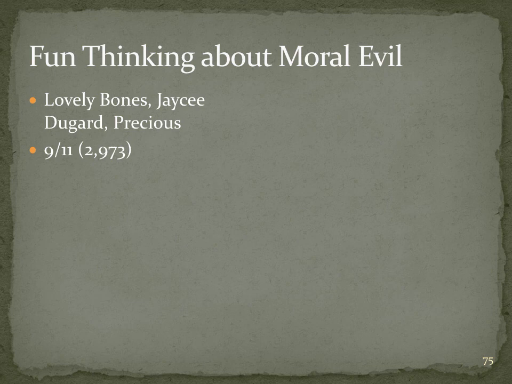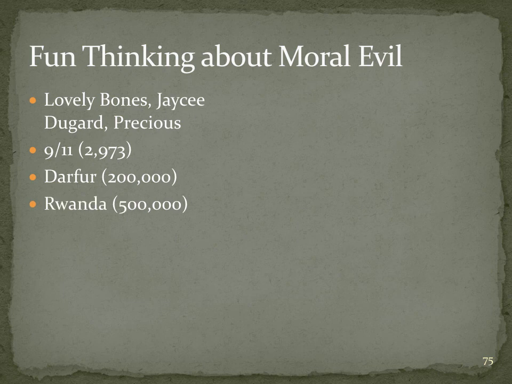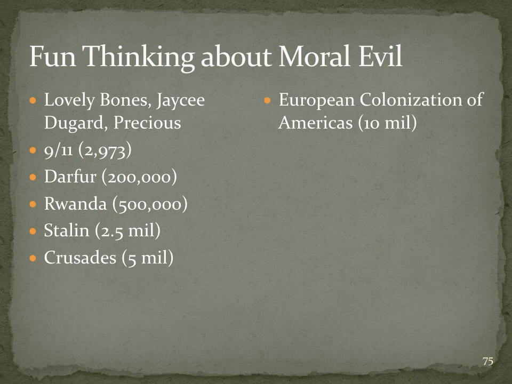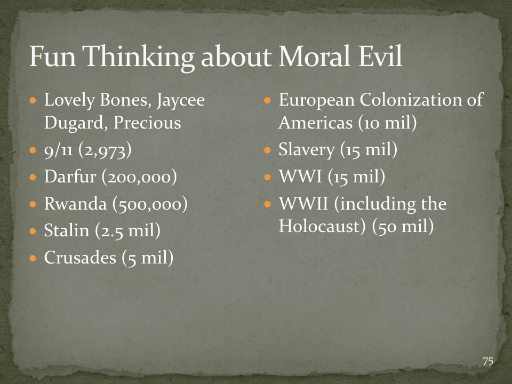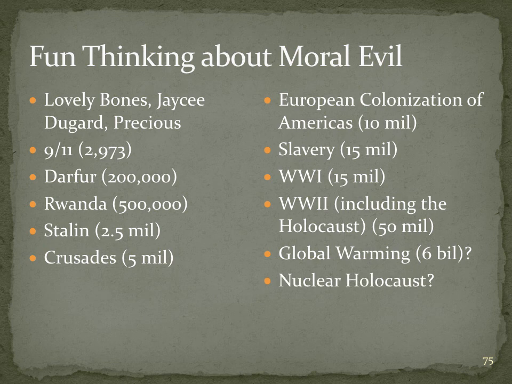9/11, about 3,000 was the death toll. The genocide in Sudan, in Darfur, 200,000 people. 500,000 people died in the genocide in Rwanda. Stalin, 2.5 million people died at the hands of Stalin. The Crusades led to the death of 5 million. The colonization of the Americas, including the death of millions of American Indians or Native Americans. Slavery killed at least 15 million people. 15 million people also died in World War I, and 50 million, if you include the Holocaust, in World War II. And what's around the corner with the potential for global warming?